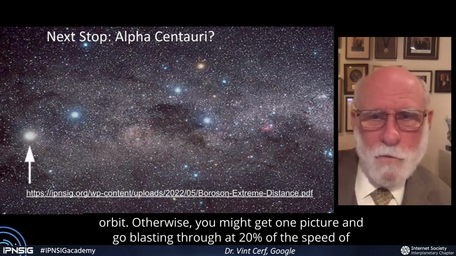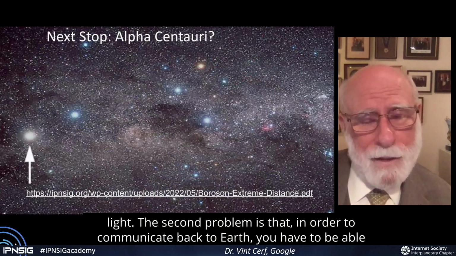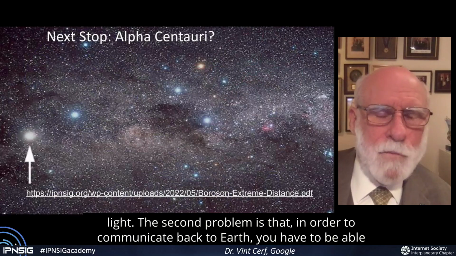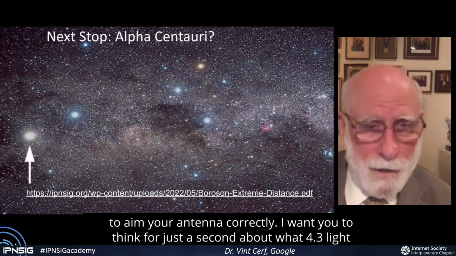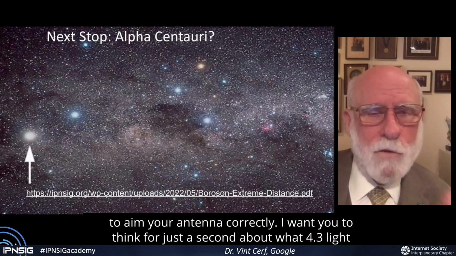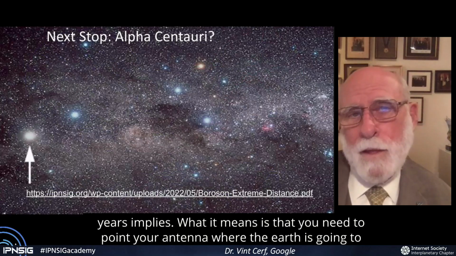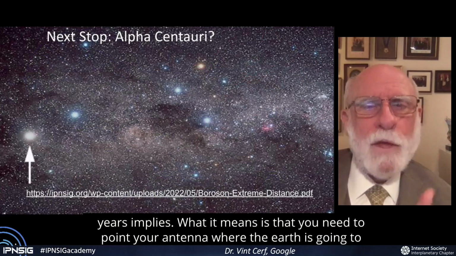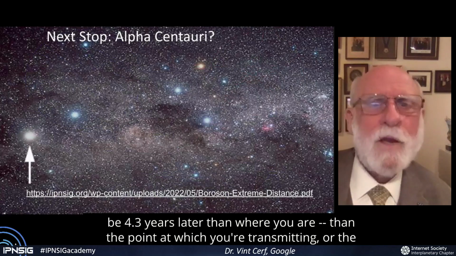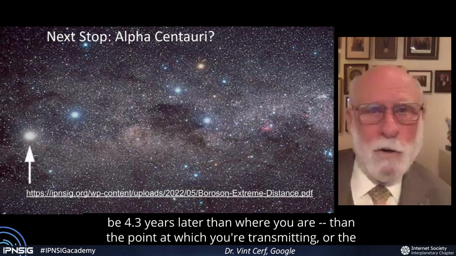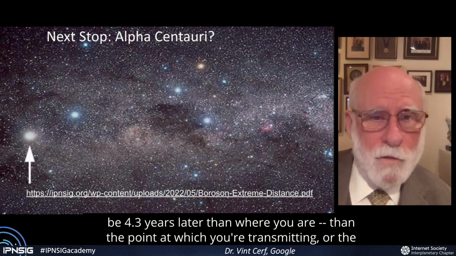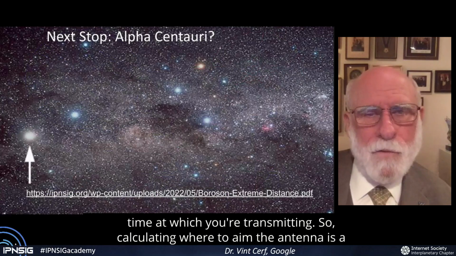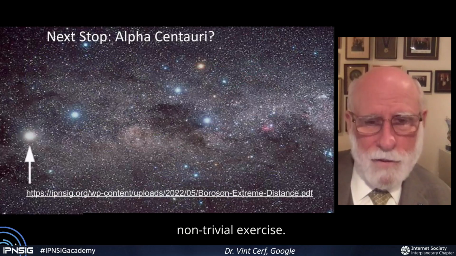Otherwise, you might get one picture and go blasting through at 20% the speed of light. The second problem is that in order to communicate back to Earth, you have to be able to aim your antenna correctly. And I want you to think for just a second about what 4.3 light years implies. What it means is that you need to point your antenna where the Earth is going to be 4.3 years later than the time at which you're transmitting. So calculating where to aim the antenna is a non-trivial exercise.